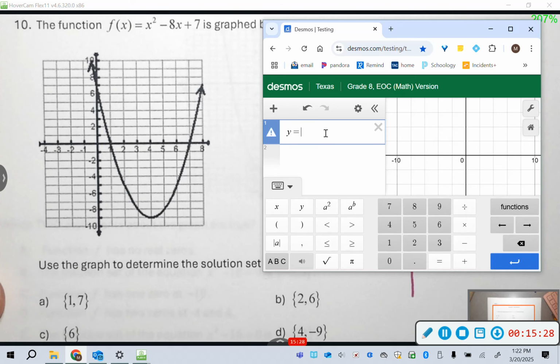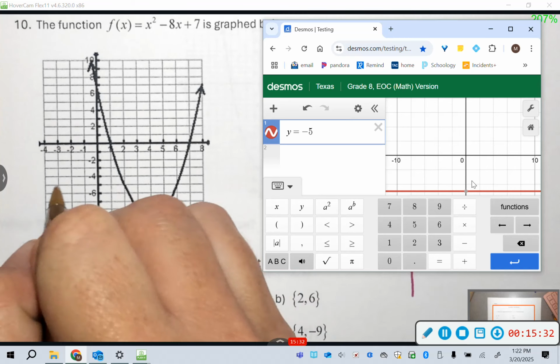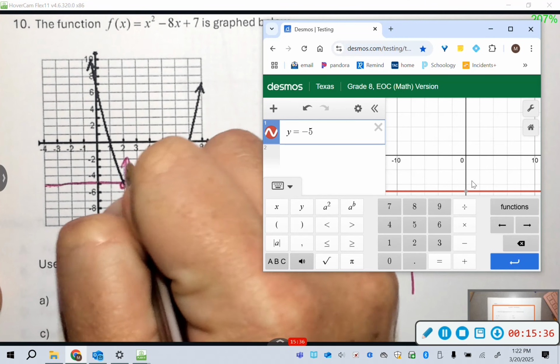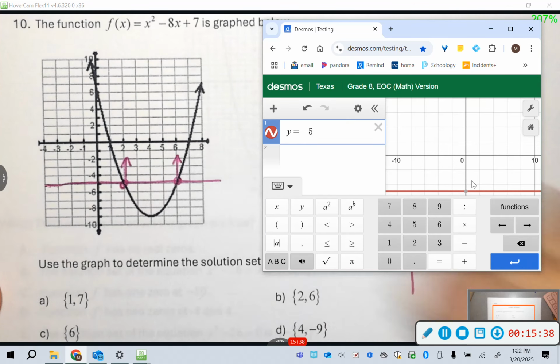Y equals -5. So it's a horizontal line at -5. So at -5, I'm going to draw a horizontal line, or just look where they touch. So they touch at 2 and 6. So 2 and 6 are my answer.